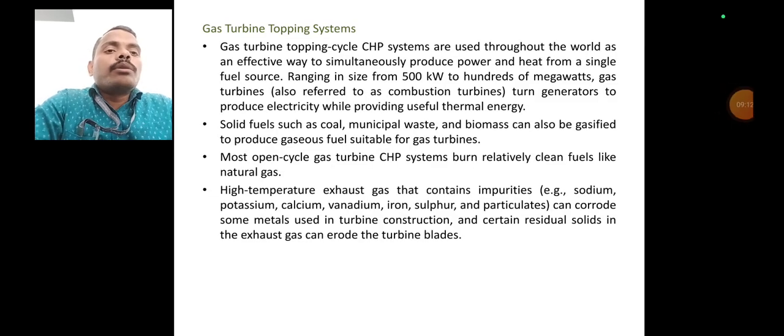Next one is the gas turbine based topping system, with sizes from a minimum of 500 kilowatts to hundreds of megawatts. Gas turbines operate at high temperatures and are used throughout the world as an effective way to simultaneously produce power and heat from a single fuel source.